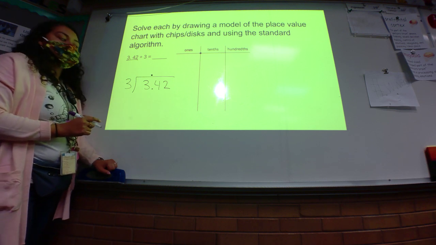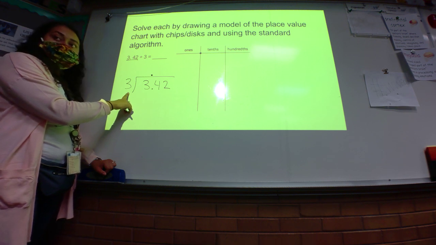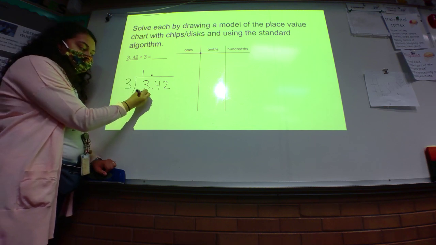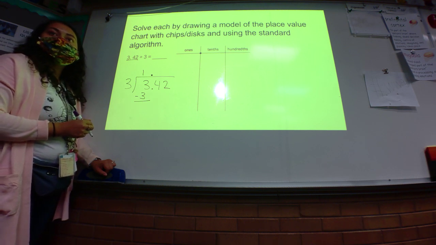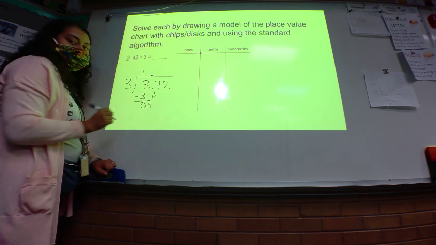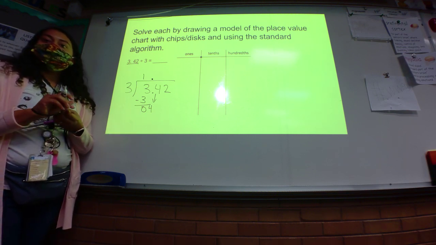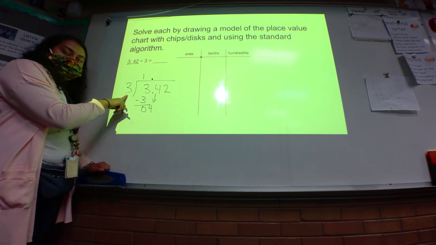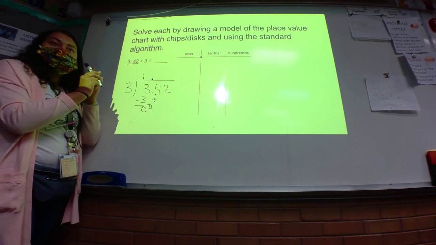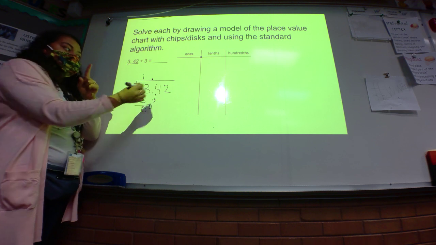Keep going, Ledger. Okay, so now let's divide. So first we have 3 divided by 3. 1. Good, Emma. 3 times 1 is 3, right? So we only take out 3. 3 minus 3, 0. Bring down the 4 tenths. Okay, so now 4 divided by 3. So count by 3s. 3, 6, 9. We can't go higher than 4. Can we do it 1 time? Good, Elian. So 1 right here.